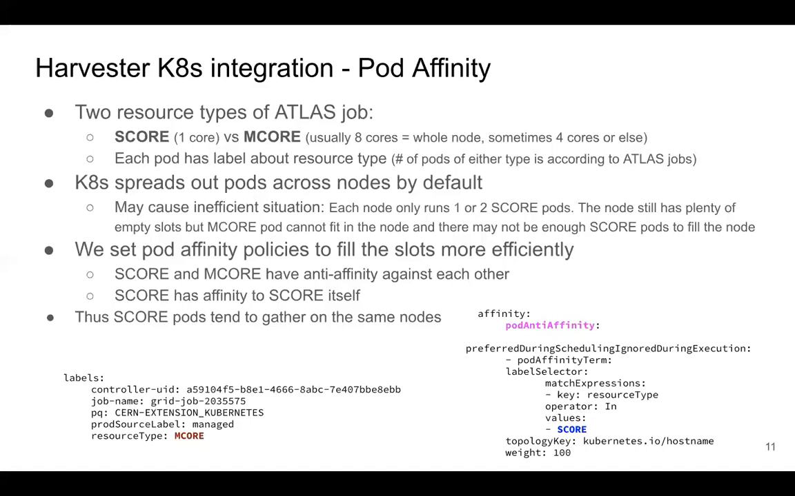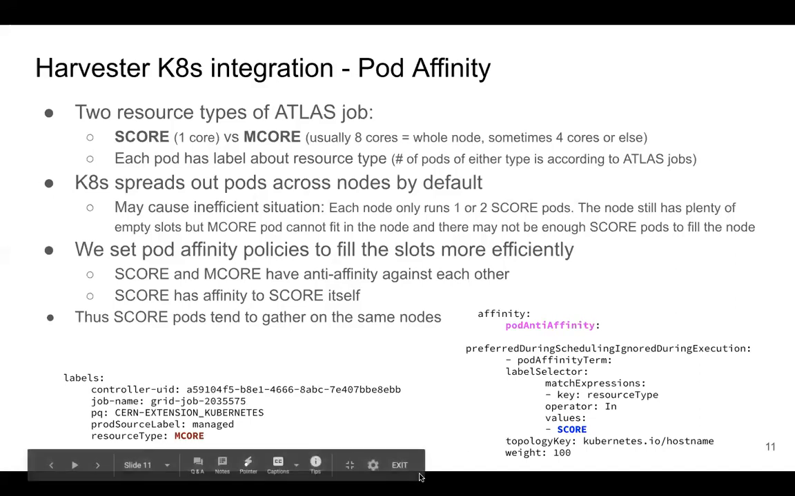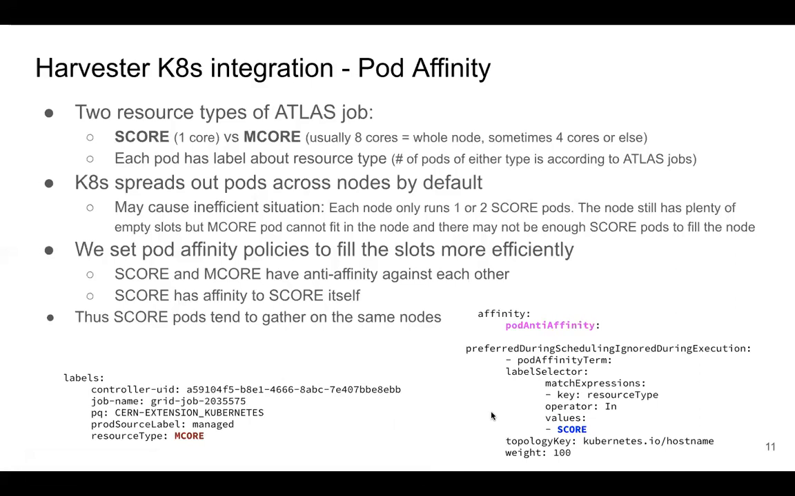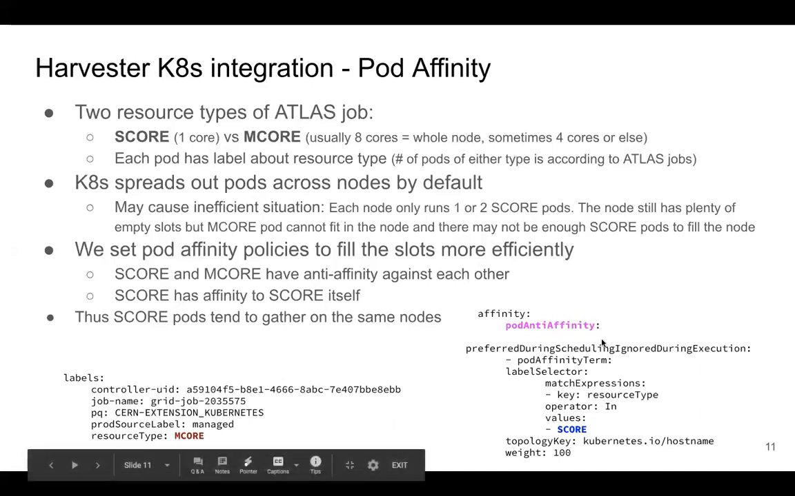And here is an example of a YAML file. So you can see the labels. In the labels, this pod has resource type multi-core. And on the right, you can see this pod has the affinity policy. It's pod anti-affinity against single core. Okay, so next slide.